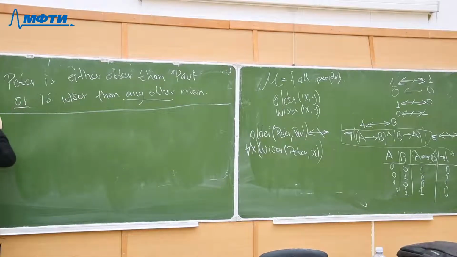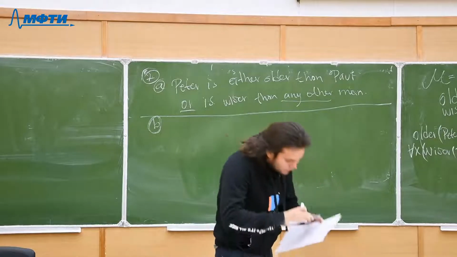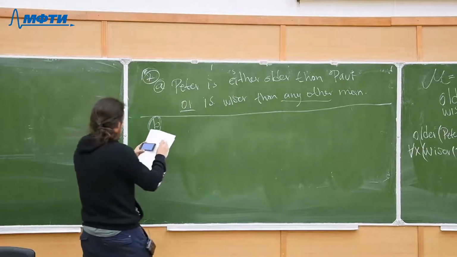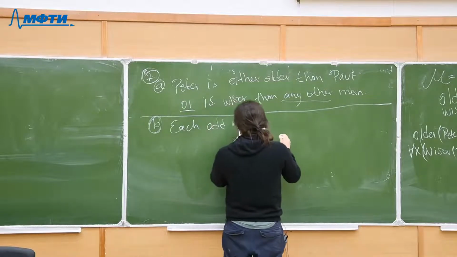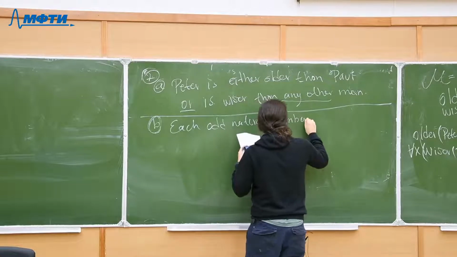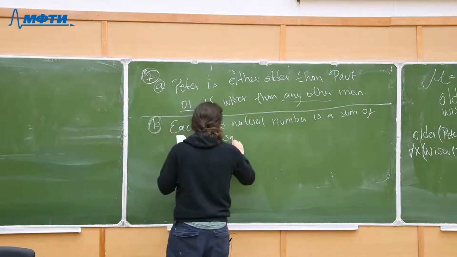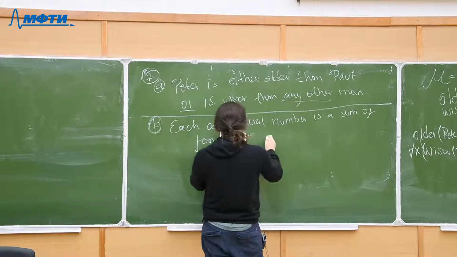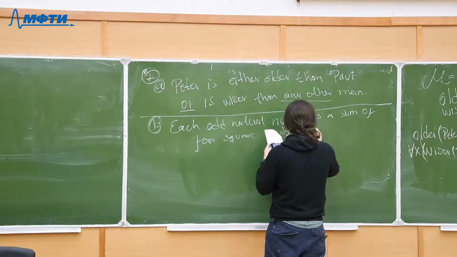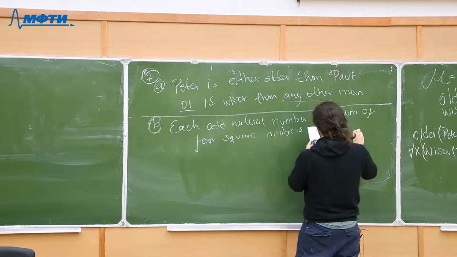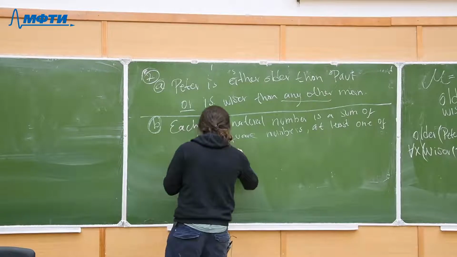B. What does B say? Each odd natural number is a sum of 4 square numbers, at least one of which is odd.